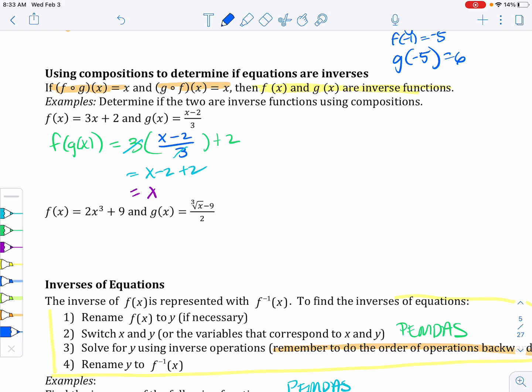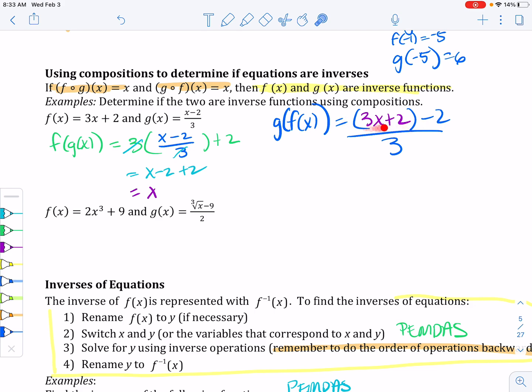But we can't just stop and say these are inverses. You have to check the other direction. Just because one is x doesn't mean the other one is always x. Okay? So we do g of f of x, so that means that g is the outside function, so x minus 2 over 3. And then we have to input the f of x, which is 3x plus 2. Okay? So this is all on the top.